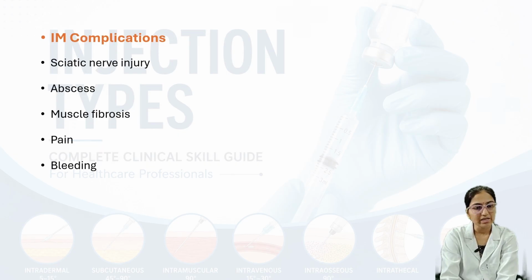Next, we'll see IM complications. Here, sciatic nerve injury, abscess, and then muscle fibrosis, that is excessive buildup of stiff, disorganized collagen. We can say that is muscle fibrosis. And then pain is also a complication, and then bleeding in some conditions.